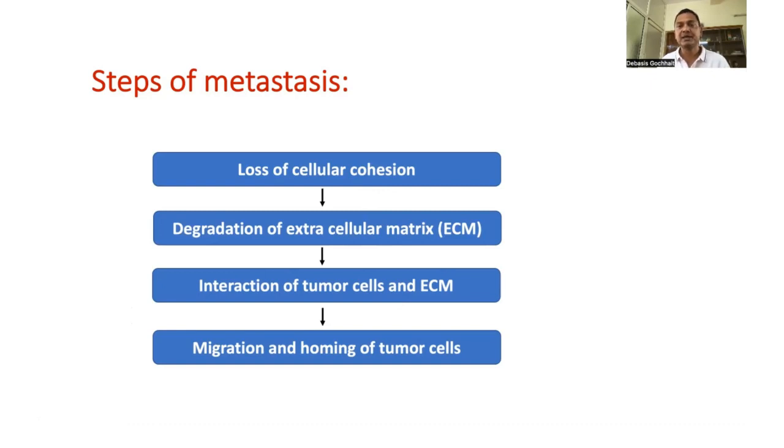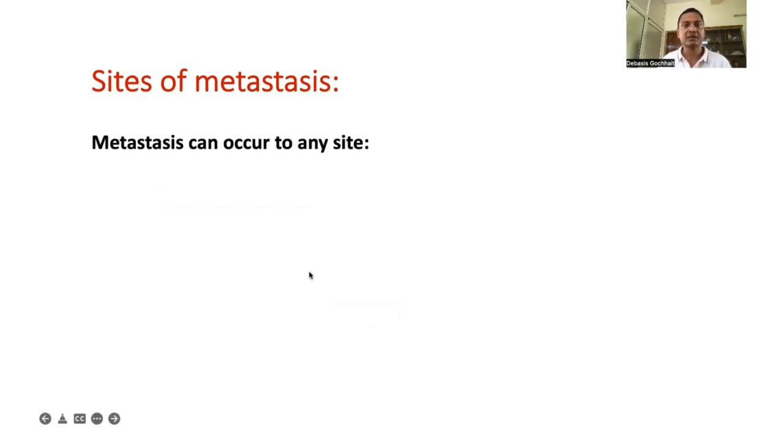For example, a carcinoma colon spreading into the liver. So the homing of tumor cells or the carcinoma colon cells in the liver is called as homing of tumor cells at the metastatic site. Now, what are the common sites of metastasis? Okay, so metastasis can occur from any malignant tumor to any site, but the most common site is lymphatics, or you can say lymph nodes are most common site of metastasis.